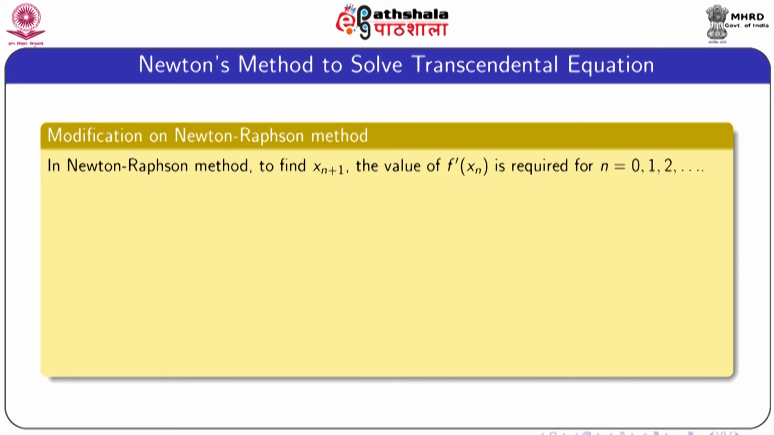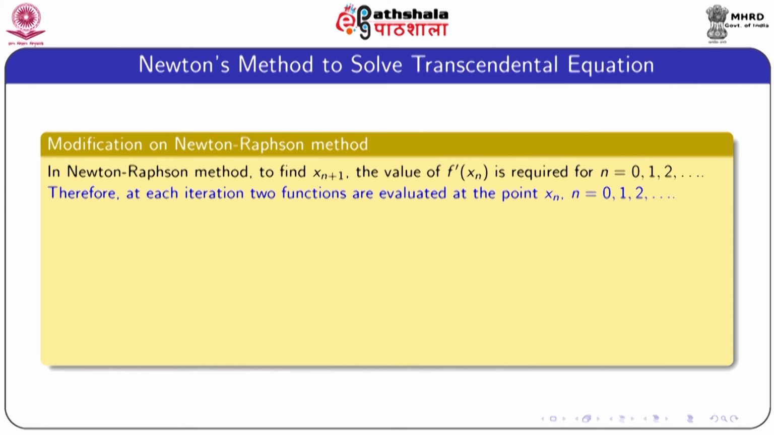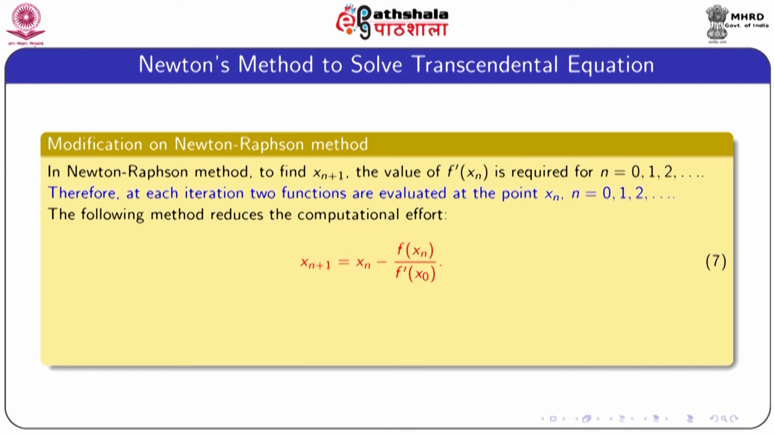In the Newton-Raphson method, in each iteration, to find the value of xn plus 1, we have to find the value of f prime at xn for all n equal to 0, 1, 2 and so on. That means in each iteration we have to evaluate two functions, one is f and the other is the first derivative of f at the approximated value xn. So we have to calculate the derivative and it takes a lot of time. So a modification is suggested to reduce the computational effort of the Newton-Raphson method. The following method reduces the computational effort.